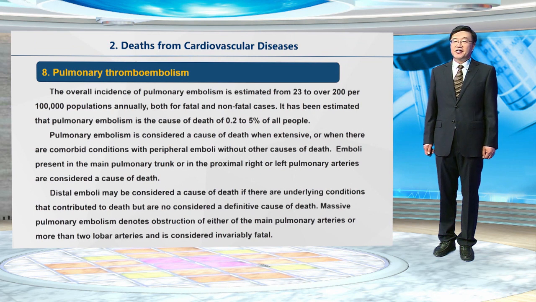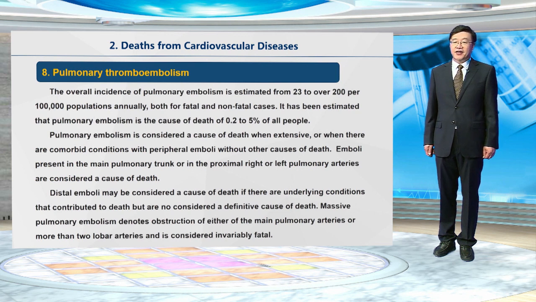Pulmonary embolism is considered the cause of death when extensive, or when there are comorbid conditions with peripheral embolism, without other cause of death. Emboli present in the main pulmonary trunk or in the proximal right or left pulmonary arteries are considered a cause of death. Distal emboli may be considered a cause of death if there are underlying conditions that contribute to death, but are not considered a definitive cause of death.